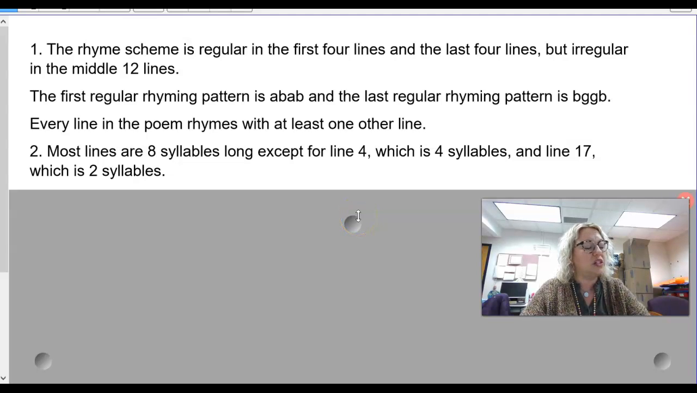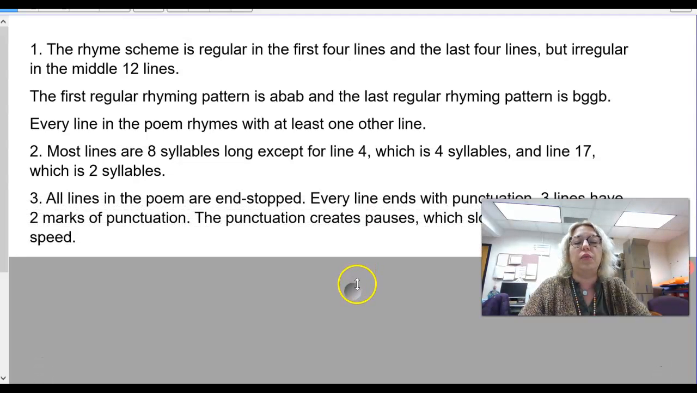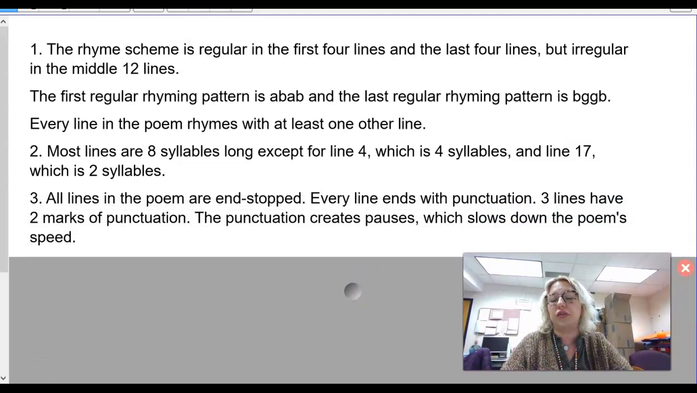Number 3 asks, what is interesting about the way the lines and sentences are constructed in the poem. Now, one thing that is interesting, and I mentioned this earlier when I talked about reading poetry out loud, all lines in the poem are end-stopped. End-stopped is the term we use when there's punctuation at the end of a line. This causes the poem to move more slowly because you must pause at punctuation. So since there's so much punctuation, it slows down the poem's speed.